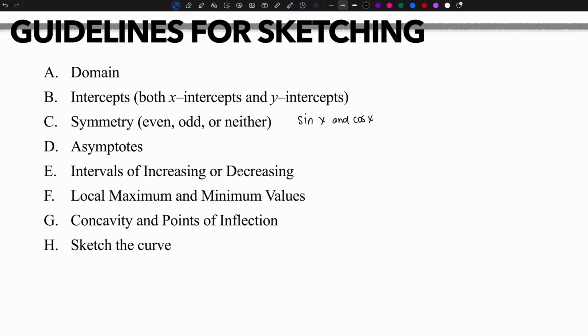The intervals of increasing and decreasing, this is where the first derivative will come into play. Local min and max values, same thing, the first derivative will come into play. Concavity and points of inflection would be your second derivative, and then from there you will sketch the curve.